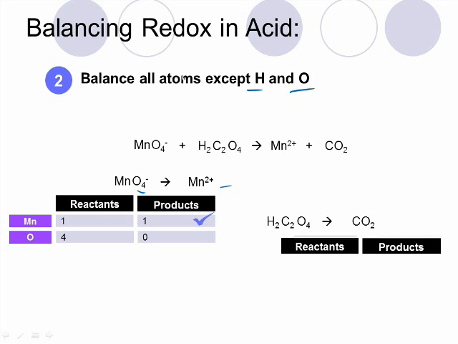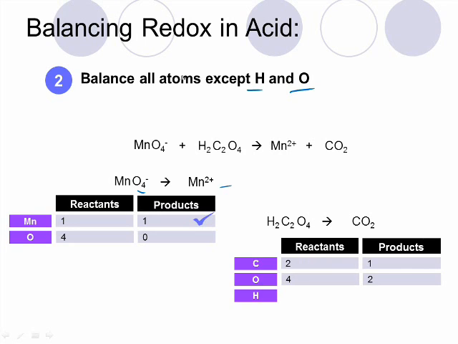The reactant for the half reaction that is being oxidized has carbon, oxygen, and hydrogen. Carbon has 2 on the reactant side and 1 on the product side. It has 4 oxygens on the reactant side and 2 on the product side. And it has 2 hydrogens on the reactant side and no hydrogens on the product side. So we're going to balance everything except oxygen and hydrogen, which just means we're going to balance the carbon. So we're putting a 2 there. So that means we are balanced with carbon. And what that does is it balances the oxygen as well. We now have 4 oxygens on the reactant and product side.